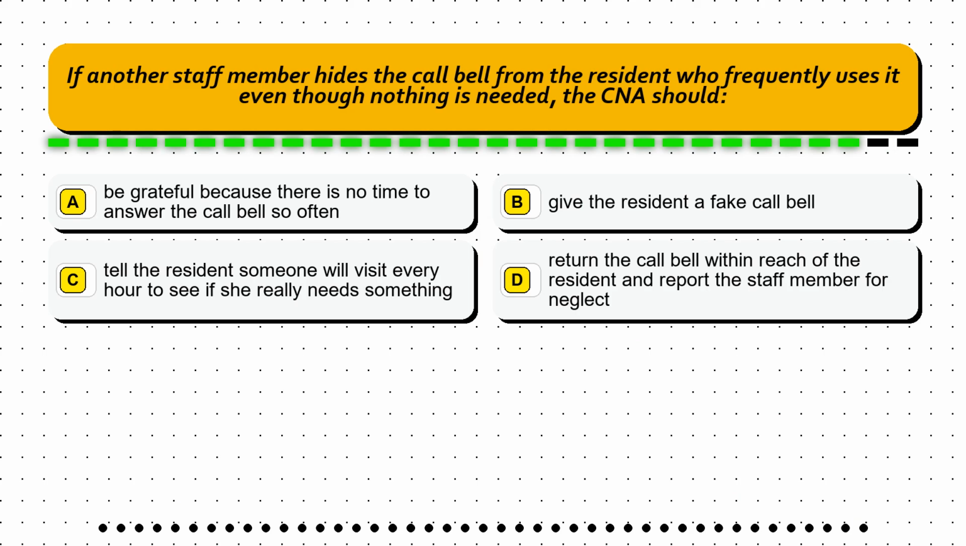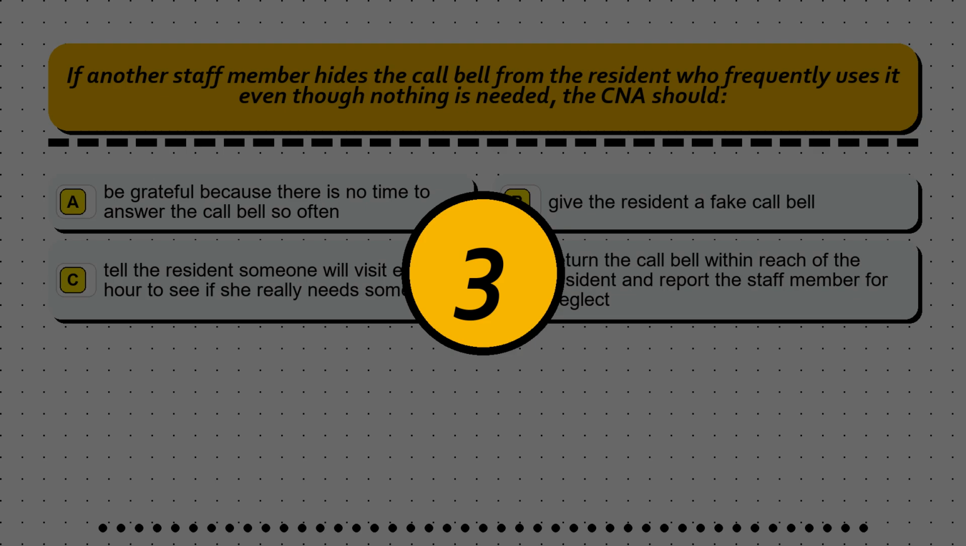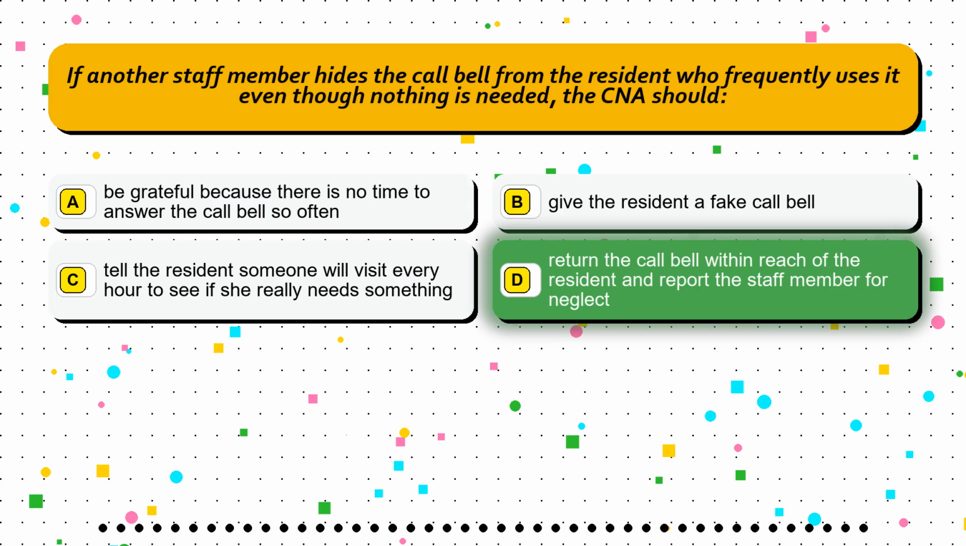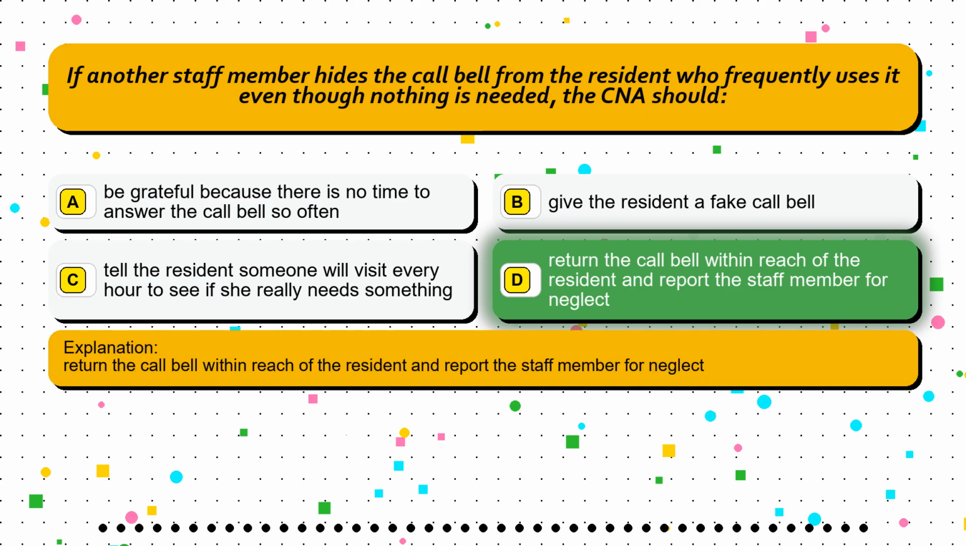Question 15. If another staff member hides the call bell from the resident who frequently uses it even though nothing is needed, the CNA should: Option A, be grateful because there is no time to answer the call bell so often. Option B, give the resident a fake call bell. Option C, tell the resident someone will visit every hour to see if she really needs something. Option D, return the call bell within reach of the resident and report the staff member for neglect. The correct answer is option D, return the call bell within reach of the resident and report the staff member for neglect.